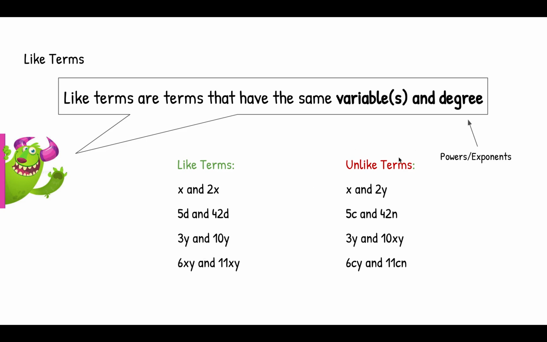So here are some unlike terms. X and 2y are unlike terms because they don't have the same variable. 5c and 42n are not like terms. 3y and 10xy are not like terms. From the example I gave before, the 3y does not have x in it, so these are not like terms, regardless of if both of them have y. And 6cy and 11cn are not like terms because one has n, another has y, and they don't share any variables except for c.